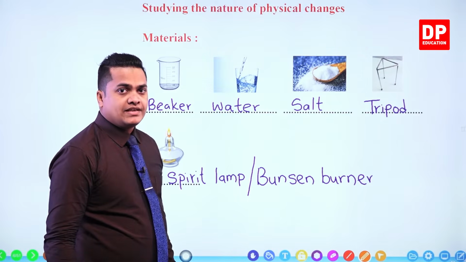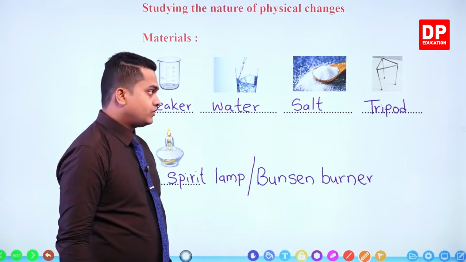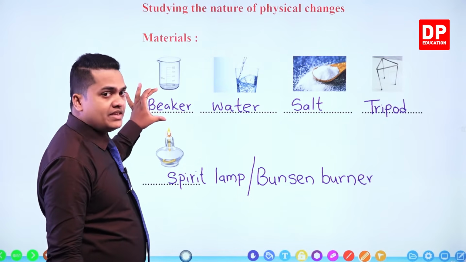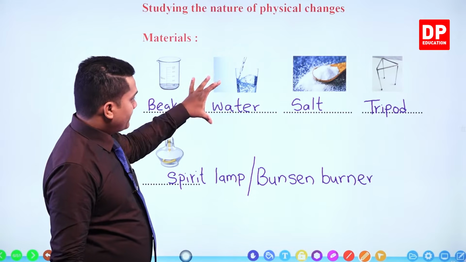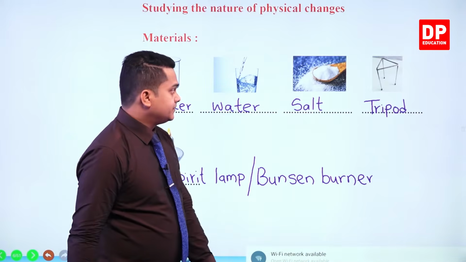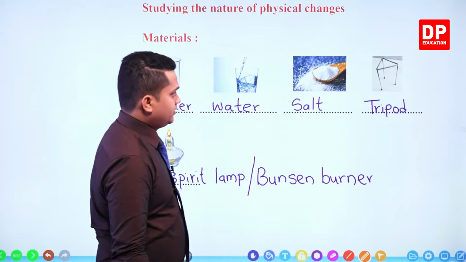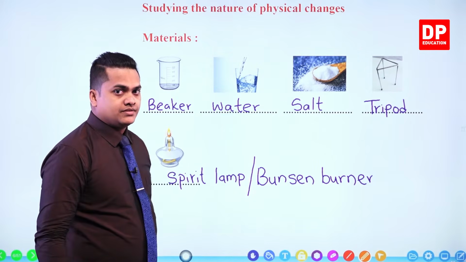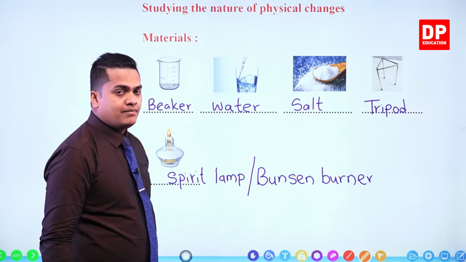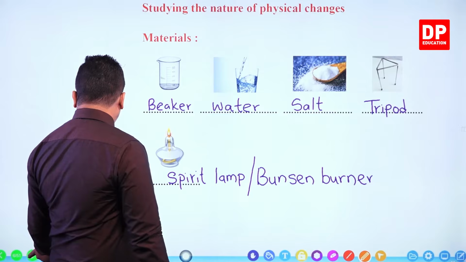So these are the materials that you need, my dear children, when conducting this activity. You'll be needing a beaker or else a boiling tube to heat the substance. You'll be needing some amount of water, salt, a tripod, a spirit lamp or else a Bunsen burner. So let's see how to conduct this activity then.